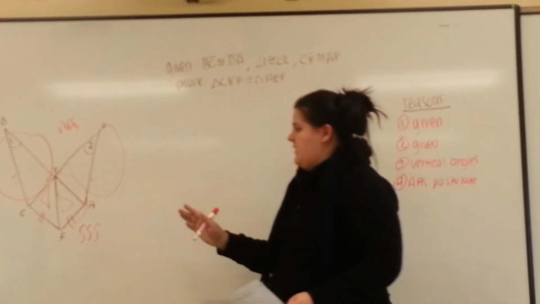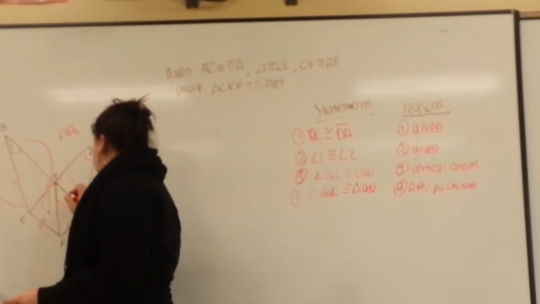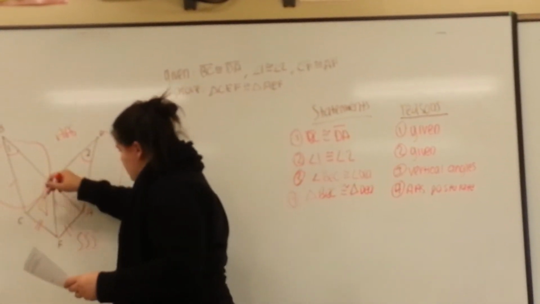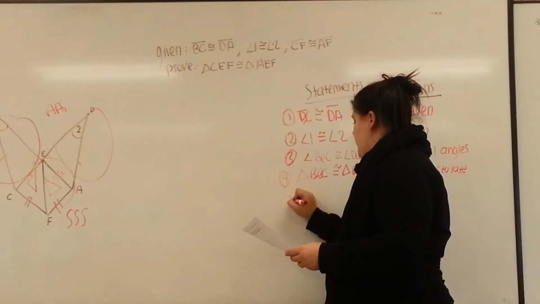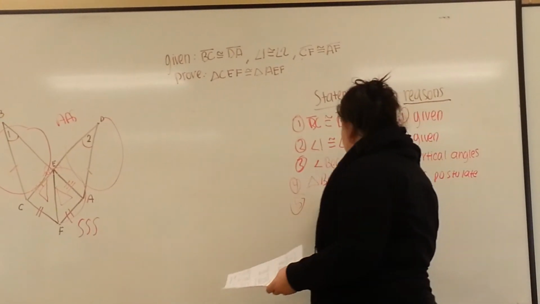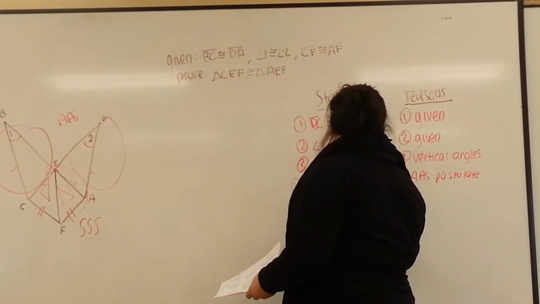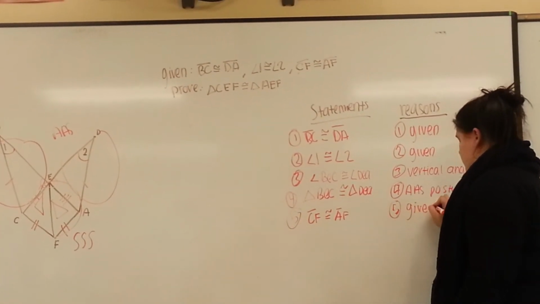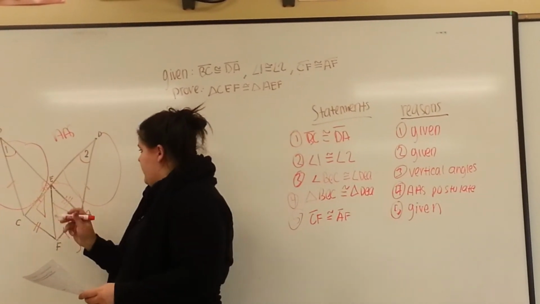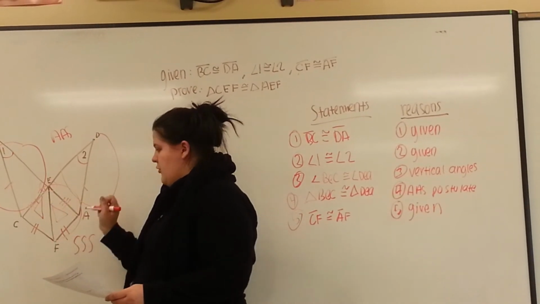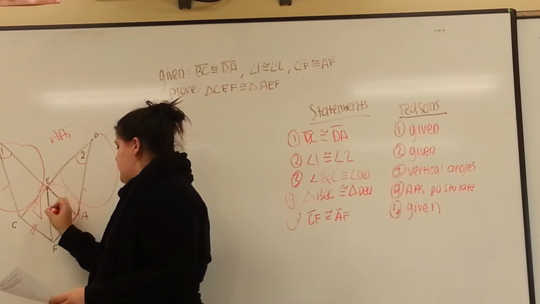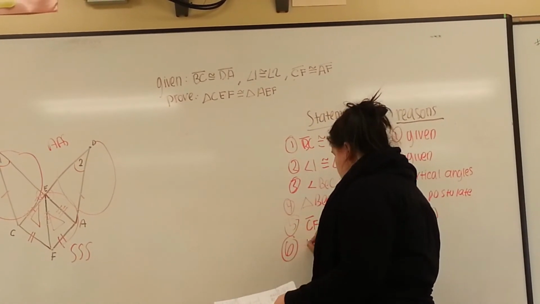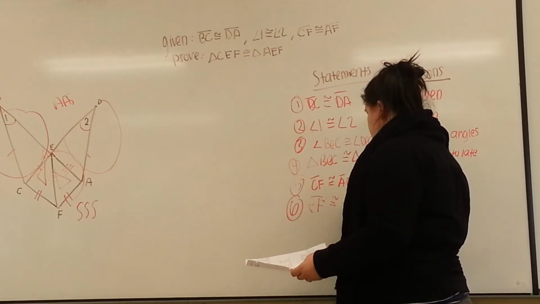So now that we are done proving that these two triangles are congruent, we know that segment EA is congruent to segment EC. So we move on to our next given, our third and final given, which is segment CF is congruent to segment AF. And the reason is because it's our given. So because we are trying to prove that these two triangles are congruent, we know that segment EF is congruent to itself. So because of the reflexive property, we are allowed to say that segment EF is congruent to segment EF.